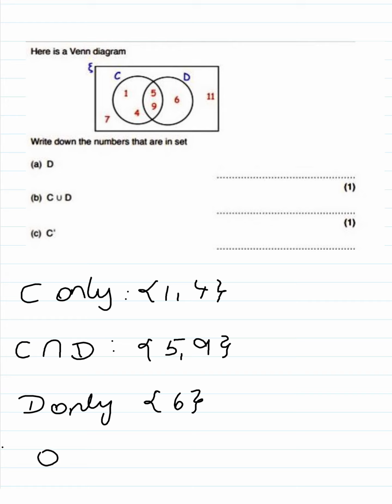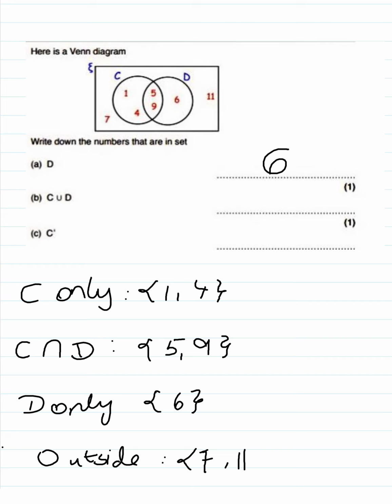The elements outside, in other words, elements that are in neither, are the elements 7 and 11. So now that we know where each element is, it will make it easier to answer the question. For example, part A wants us to write the numbers that are in set D. If we look in our list, we can see that the elements in set D are only the number 6.